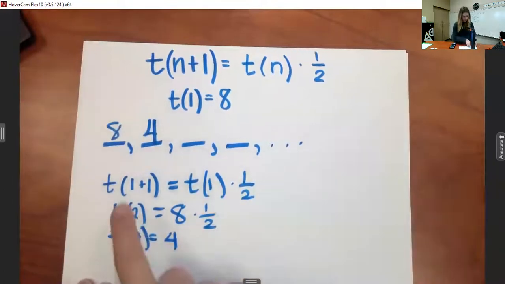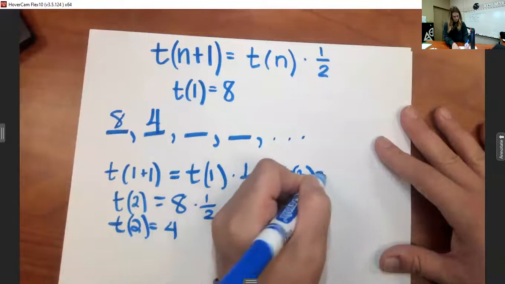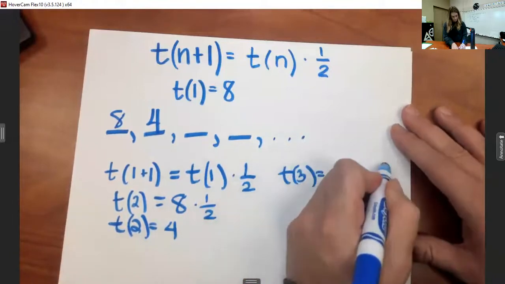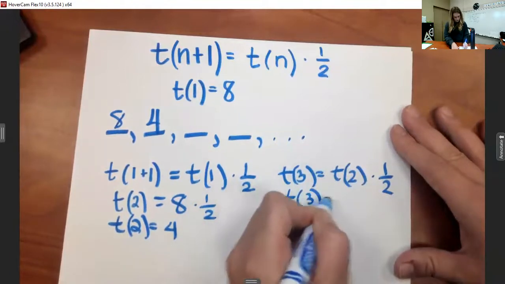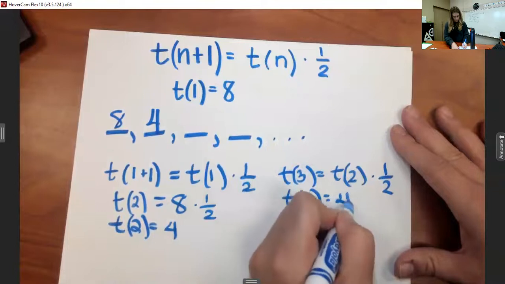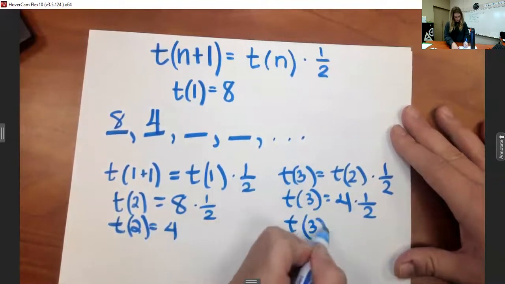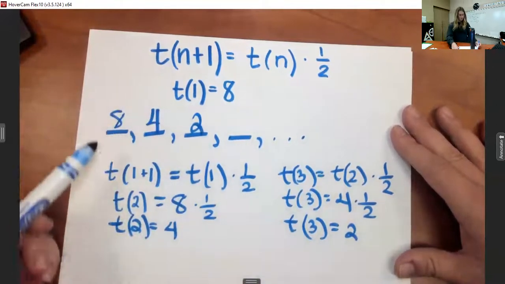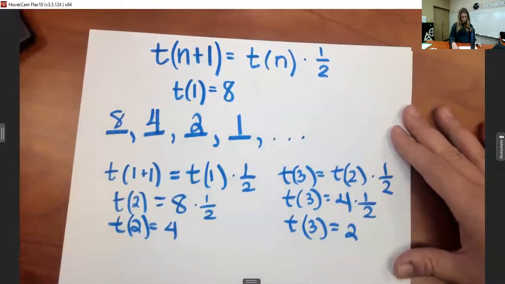And I can follow that process to find t of 3. So t of 3 equals t of 2 times 1/2. So t of 2 was 4 times 1/2. So now we know t of 3 equals 2. And I know the pattern now. I know the multiplier is 1/2, so I can continue the process. And this next one would be 1.